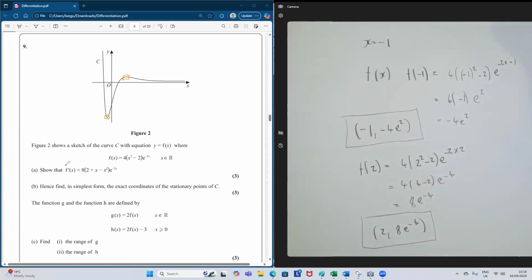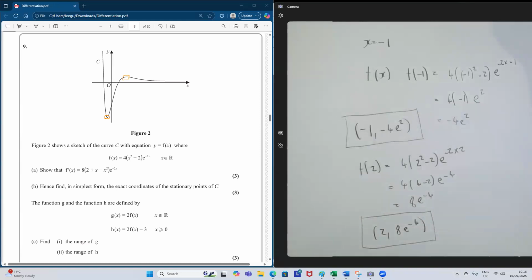Perfect. Now let's have a look at the next bit. It says, the function g and the function h are defined by g of x equals 2 times f of x, and h of x equals 2 times f of x minus 3. Find the range of g and the range of h.